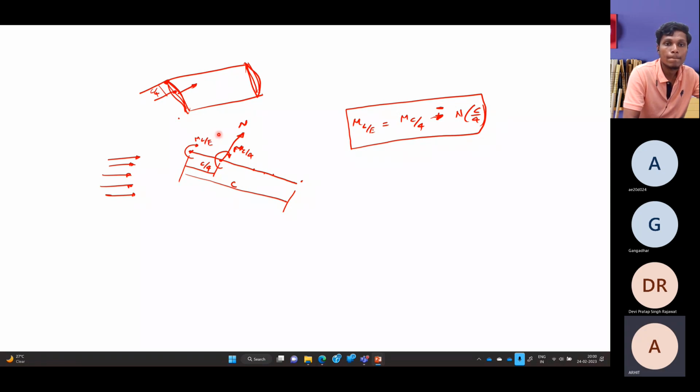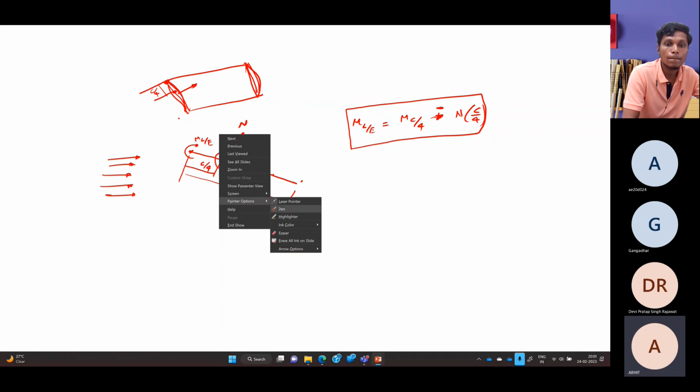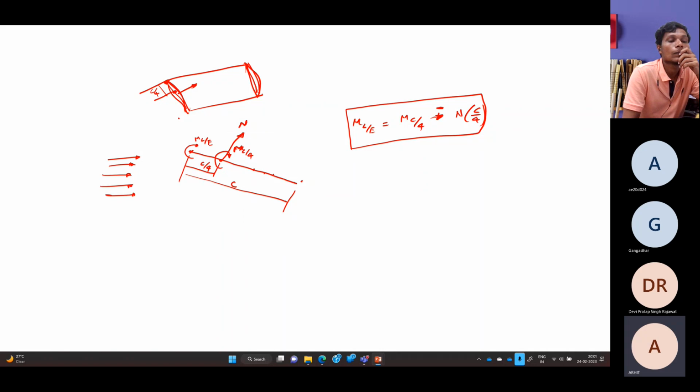Actually, I was visualizing this moment at the leading edge for a cambered airfoil. At 0 degree angle of attack there will be lift generated for a cambered airfoil, since the stagnation point is shifting somewhat below the chord point. So I was thinking that the moment about the leading edge will be due to that shifting of the stagnation point.